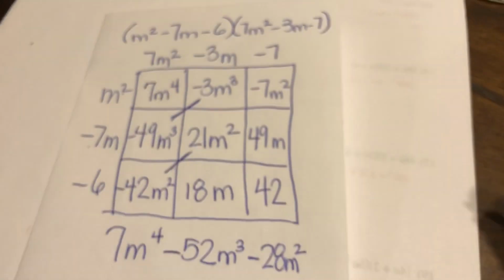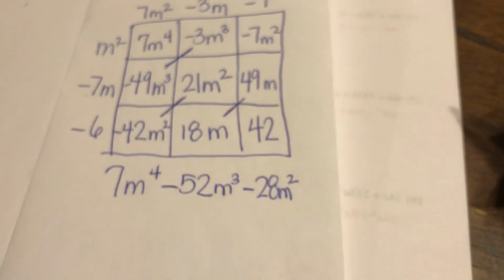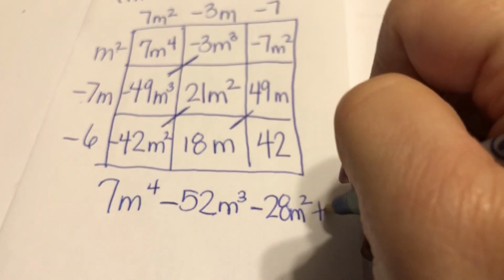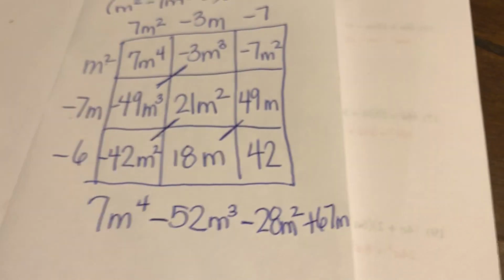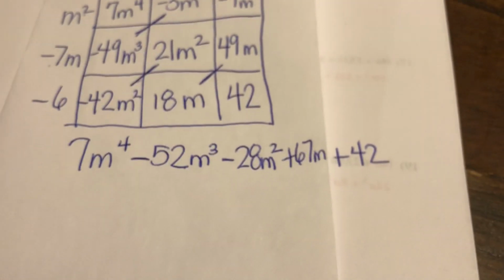And I'm going to run out of room. And then I have a positive 18 and a positive 49. So that is going to give me a positive 67m and then plus 42. And that would be my answer.